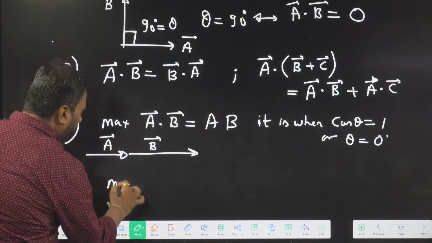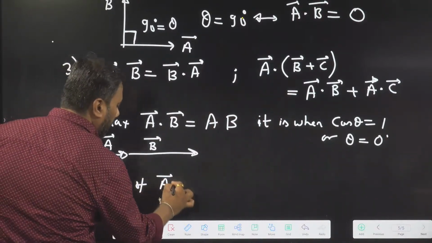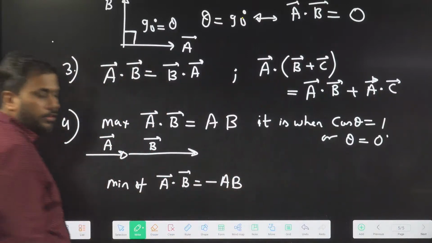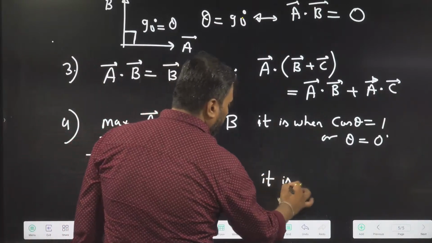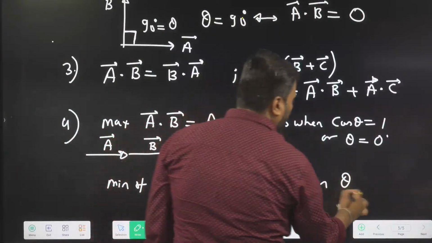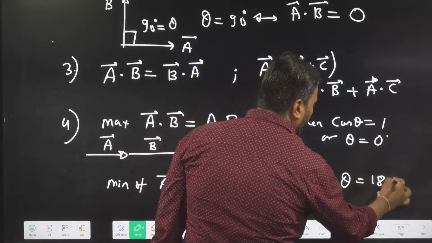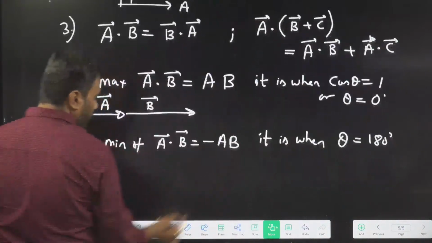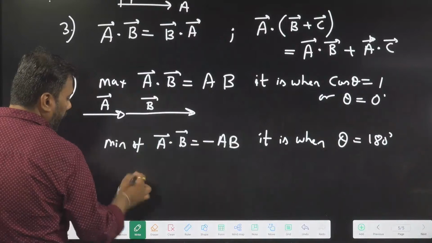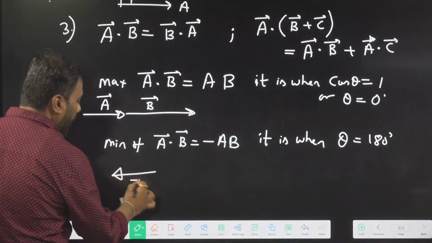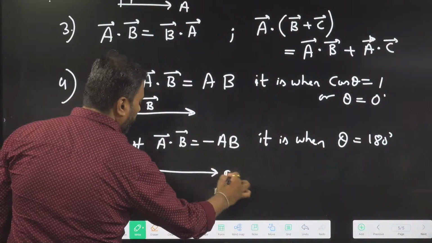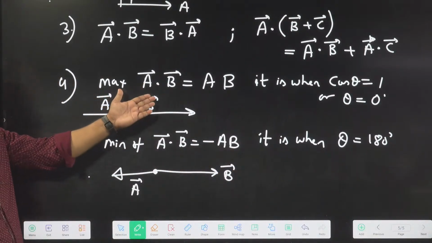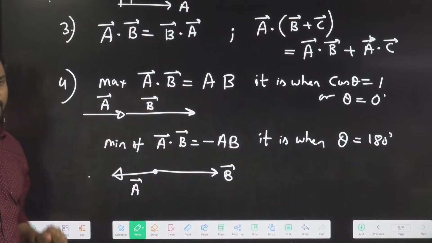The minimum of A dot B is minus AB. This is obtained when theta is 180. Cos theta for 180 degrees is minus 1. So the minimum value of A dot B is minus AB. It is obtained when the vectors are anti-parallel. If this is your A vector, this is your B vector, you will get minus AB. Maximum value of A dot B is AB, minimum value of A dot B is minus AB.